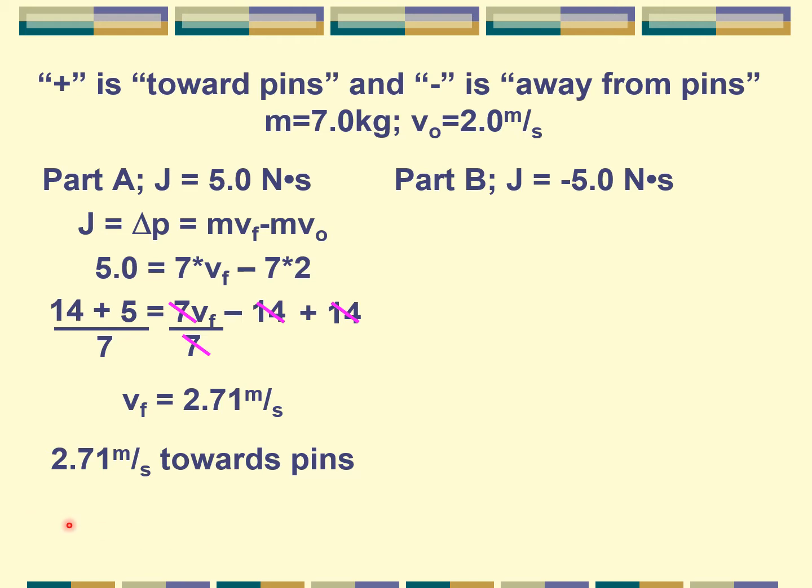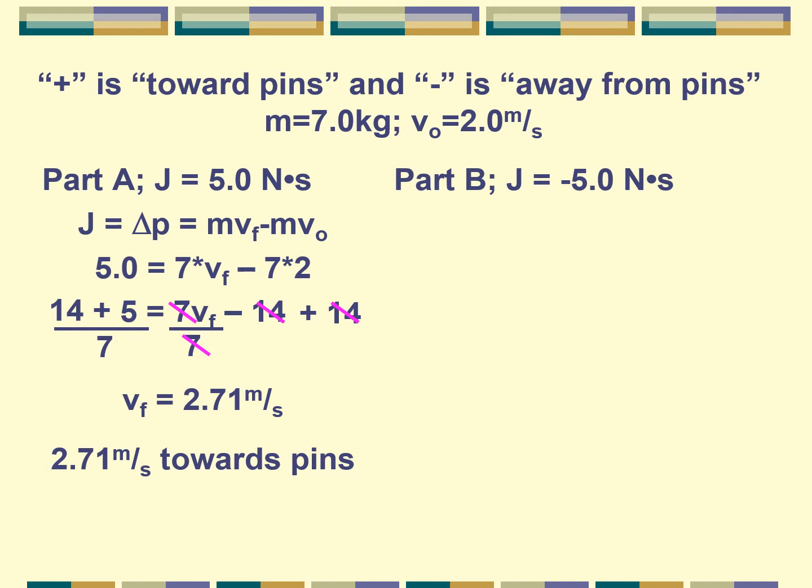Now, something interesting here is you notice that it's going to be faster than the initial velocity. Well, if impulse is net force times time, so if the impulse is positive, then that means the net force is going to be positive. And by Newton's second law, if we have a positive net force, that's going to mean we're going to have a positive acceleration. So with a positive acceleration and a positive initial velocity, that means the object should speed up. So we get a velocity that's greater than the initial velocity because it did speed up.